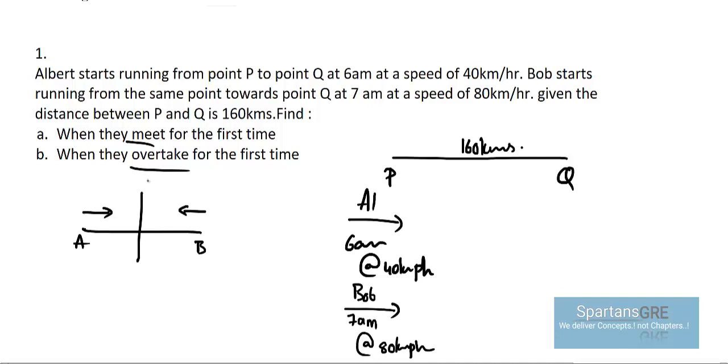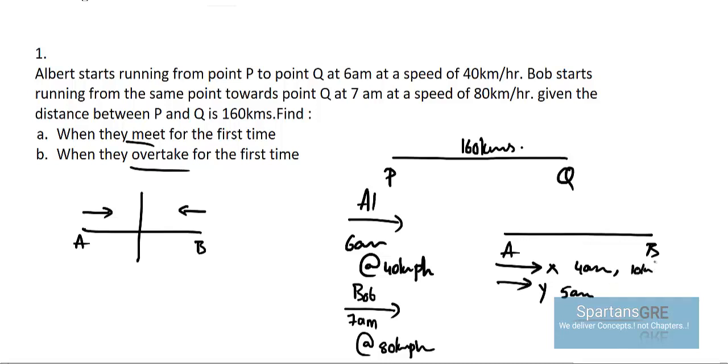Overtaking is completely different. Overtaking happens when the bodies move in the same direction. Suppose again A and B are two points. One person X starts like this and Y starts this way. X starts at 4 a.m. and Y starts at 5 a.m. The speed of X is 10 kilometers per hour and the speed of Y is 30 kilometers per hour.